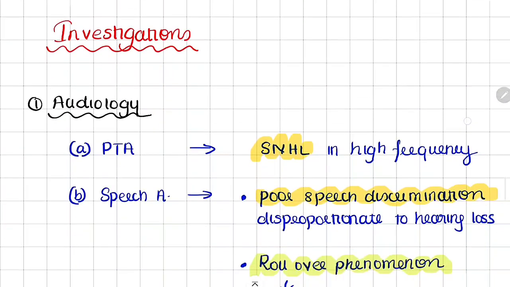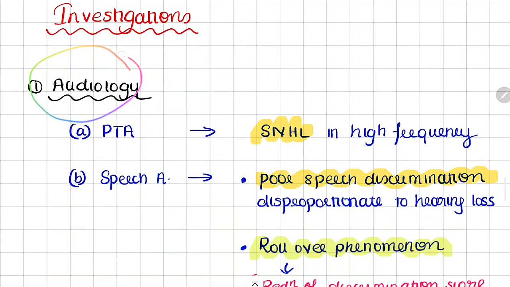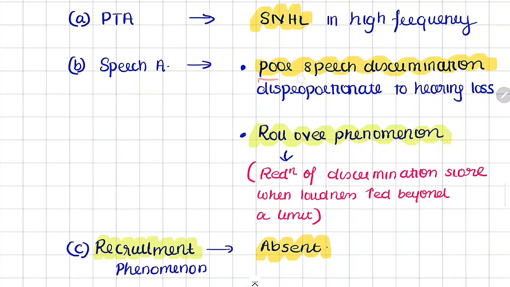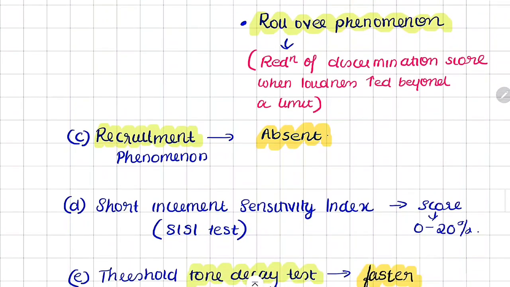Coming to the investigation, the most important investigation is audiology, where we are doing pure tone audiometry. We will get sensorineural hearing loss in high frequency. And speech audiometry will give poor speech discrimination. There is rollover phenomenon present. Recruitment phenomenon is absent. Recruitment is usually seen in cochlear lesions. This is a retrocochlear lesion where the nerve is involved, not the cochlea.